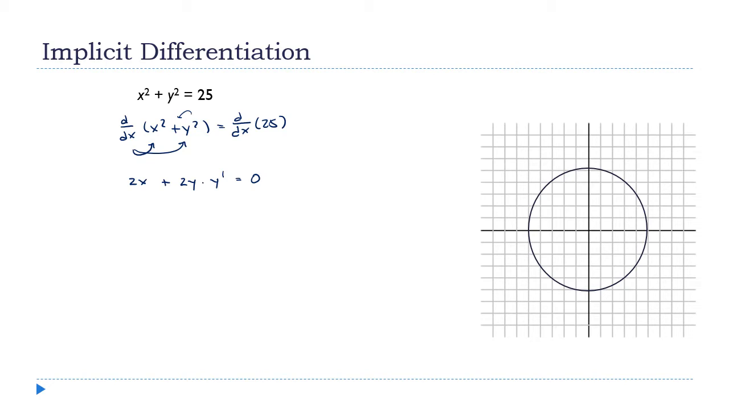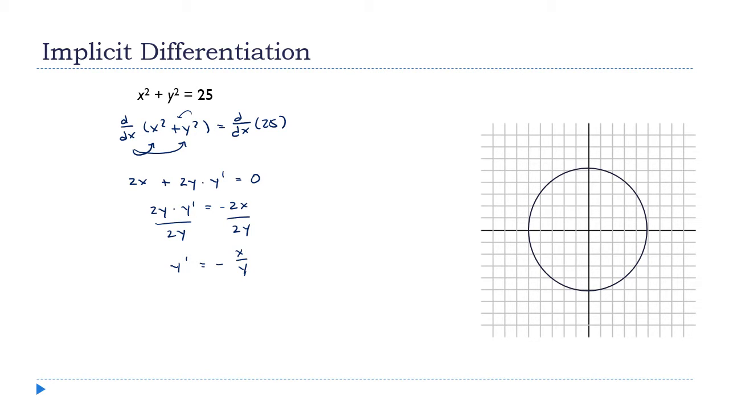Great. Okay, so let's solve this for y prime. Move the 2x over: 2y y prime equals negative 2x, and then divide both sides by 2y. y prime equals negative x over y. So actually a pretty simple result in the end.